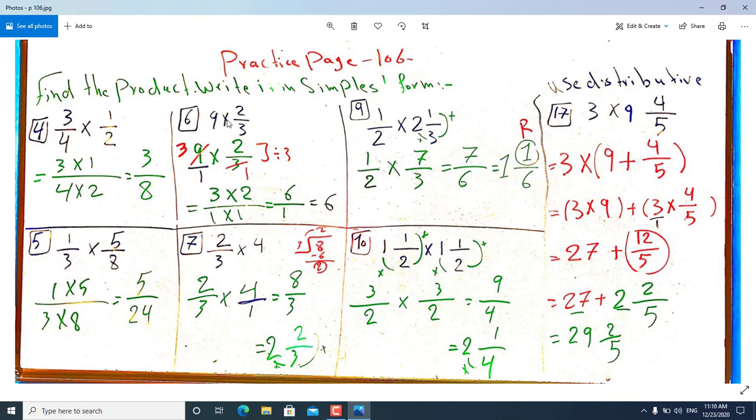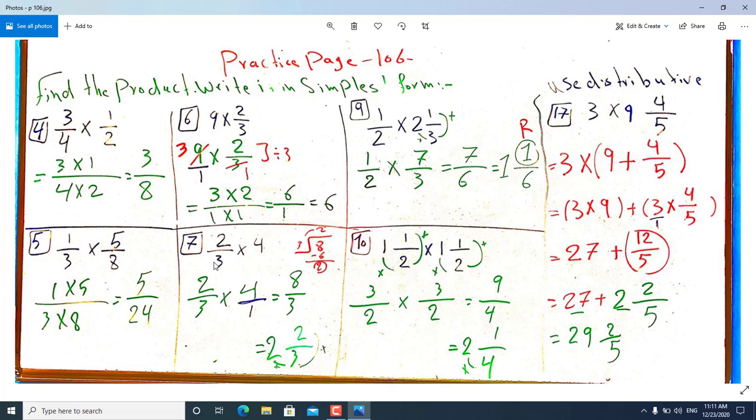From 6, we have 9 times 2 over 3. So under 9, we don't have any number. That means for the denominator, we can put 1. After we put 1 there, we will look at them to see if we can simplify. Between 1 and 2, we just have 1, so we don't divide them. But between 9 and 3, we have 3. That means we divide 3 by 3, and also we divide 9 by 3. So 3 divided by 3 is 1, 9 divided by 3 is 3. Now in place of this 9 we write 3. 3 times 2 is 6 and 1 times 1 is 1. 6 over 1 is 6, because 6 divided by 1 is 6.